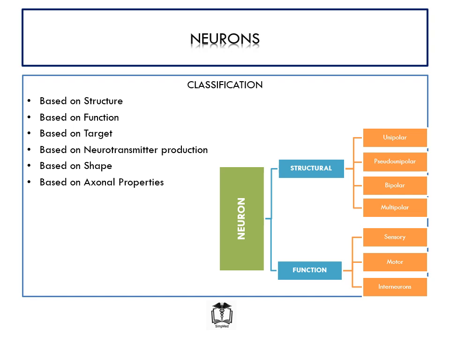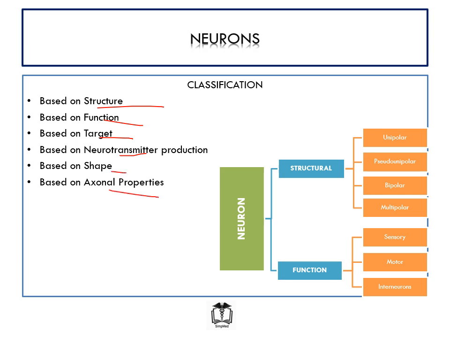How do we classify neurons? We can classify neurons in multiple ways. We can classify based on structure. We can classify based on the function of the neuron. We can classify based on the target of the neuron. We can classify based on the neurotransmitters that the neurons tend to produce. We can classify a neuron based on shape, and we can classify based on axonal properties.